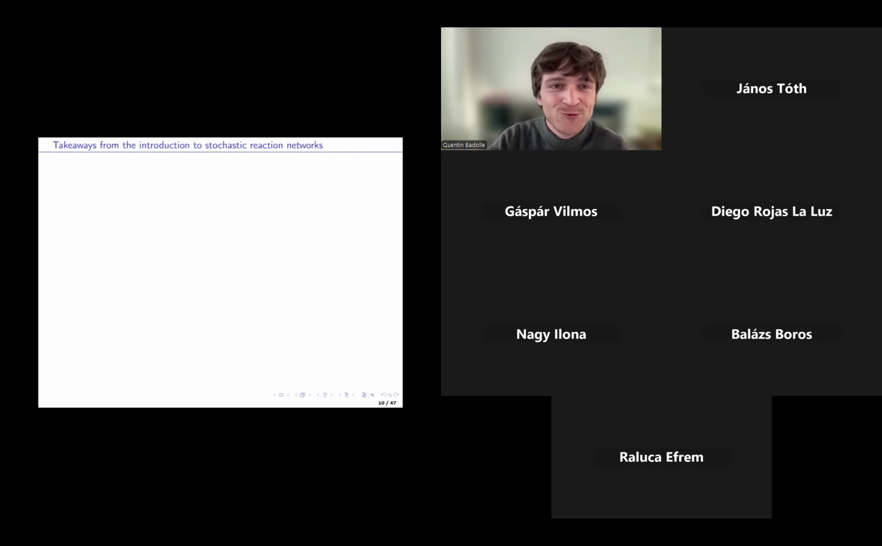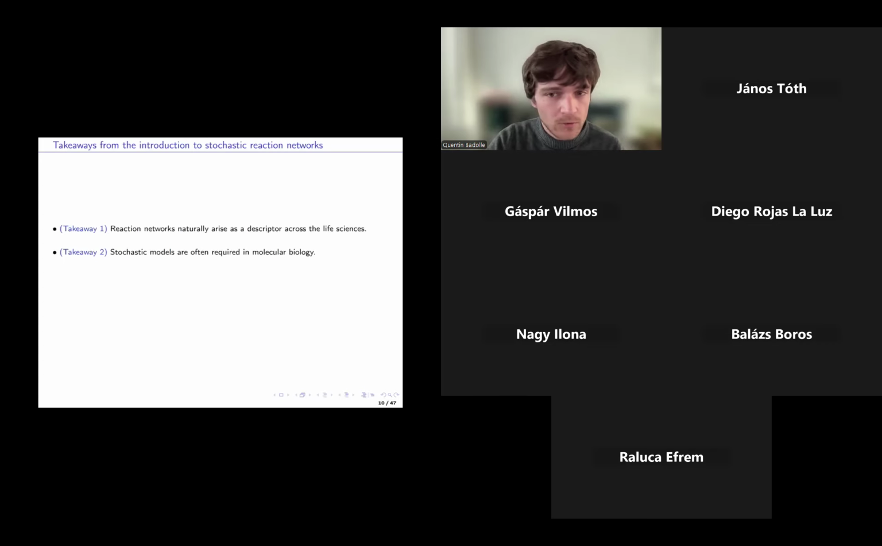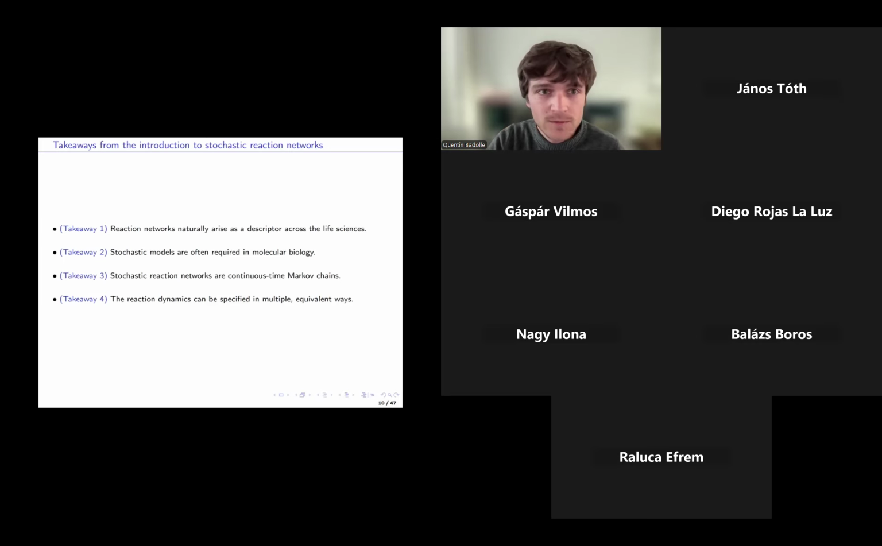Now, just to rehearse what we just introduced, the takeaways from the introduction: Takeaway 1, reaction networks naturally arise as a descriptor across the life sciences. Takeaway 2, stochastic models are often required in molecular biology. Takeaway 3, stochastic reaction networks are continuous-time Markov chains. And takeaway 4, the reaction dynamics can be specified in multiple equivalent ways.